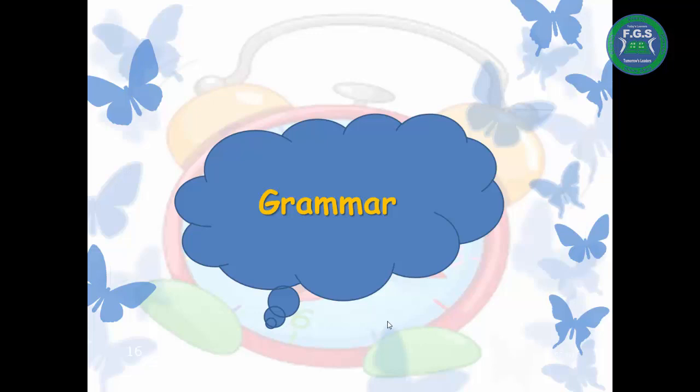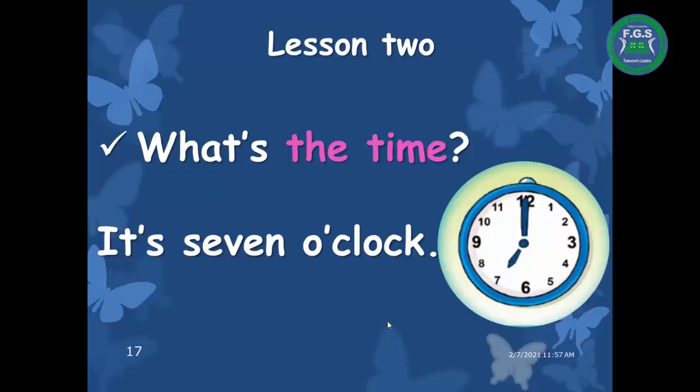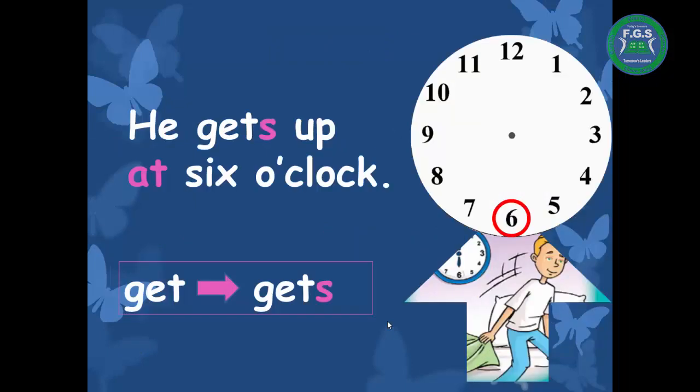Today we are going to complete our grammar. As you can see here, the question, what's the time? We use this question when we want to ask about the time. Okay, we look at the clock and look at the short hand and see it's on 7, so we say it's 7 o'clock. So repeat after me, what's the time? It's 7 o'clock.